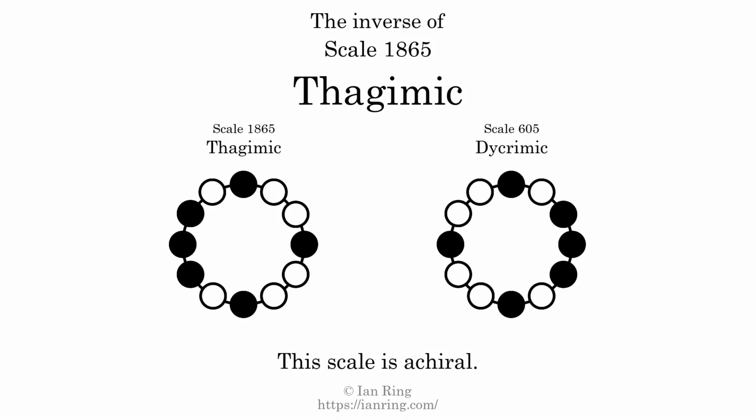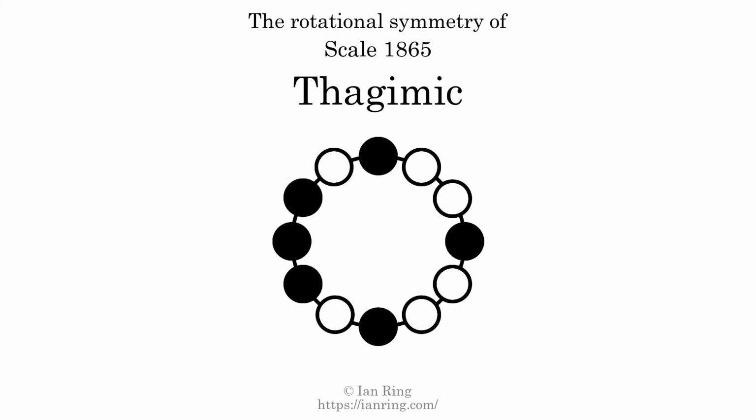The inverse of a scale is a mirror image. It is what you get when the sequence of intervals is reversed. The inverse of this scale is scale 605, also known as dichromic. This scale is achiral, since it can transform into its own reflection by a rotational transformation. This scale has no rotational symmetry.